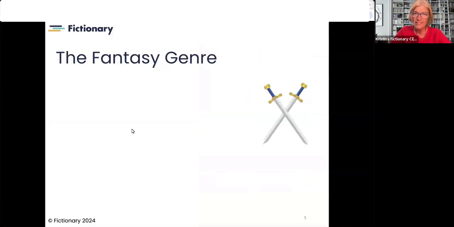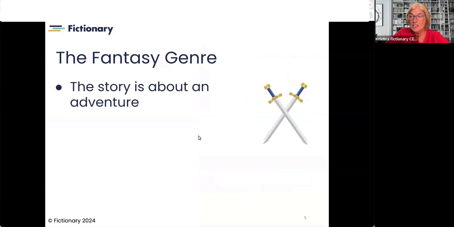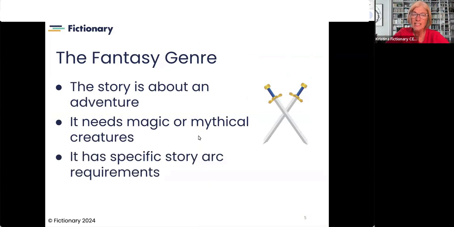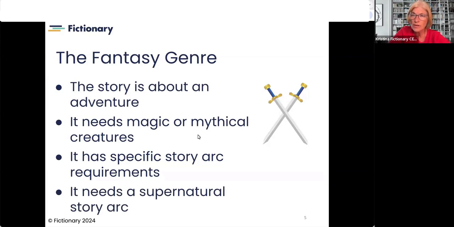Okay, so the fantasy genre. It's a story about an adventure. That's first up: there is an adventure. There needs to be magic or mythical creatures, one, the other, or both. But if there's neither, it's not a fantasy yet. It has specific story arc requirements. You know how we talk about the inciting incident shaking up the protagonist's world? It does something specific in a fantasy. We're going to talk about that for each of the 5 plot points, and about the supernatural story arc and what it is.